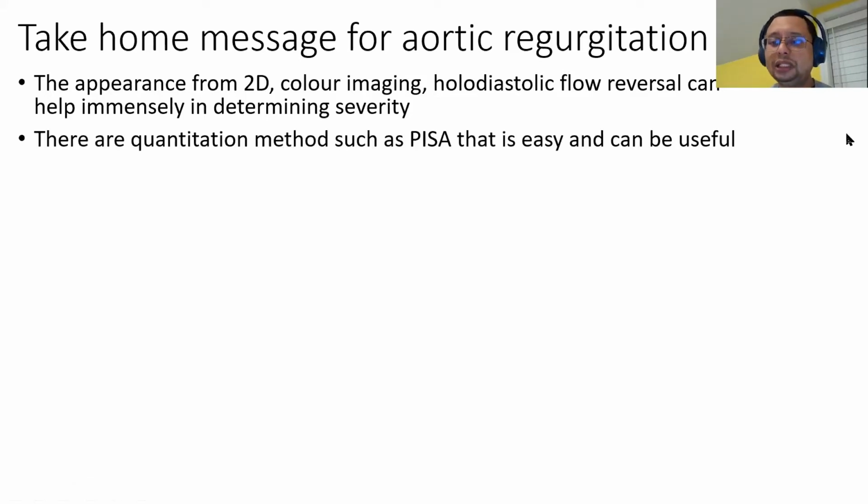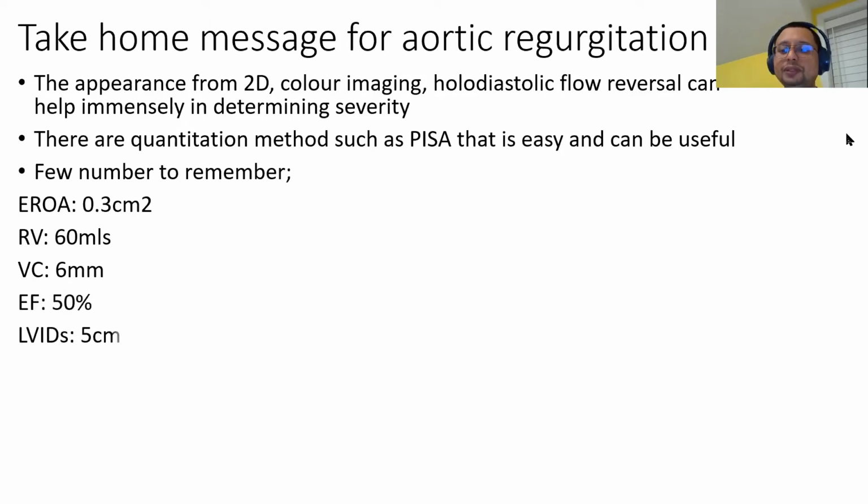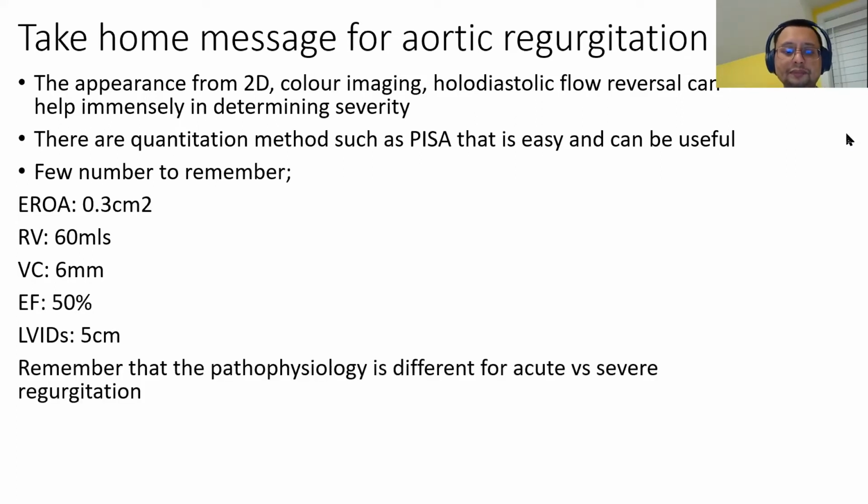Remember the quantitation method. At least remember how we do the continuity equation, i.e. stroke volume of the regurgitant valve minus stroke volume of the competent valve. And remember that PISA can also be used in aortic regurgitation. And just a few numbers to remember. Effective regurgitant orifice area of 0.3 cm squared and regurgitant volume of 60 mL denote severe aortic regurgitation. Vena contracta of 6 mm also denotes severe aortic regurgitation. EF of 50% and systolic dimension of 5 cm is the threshold of LV decompensation.